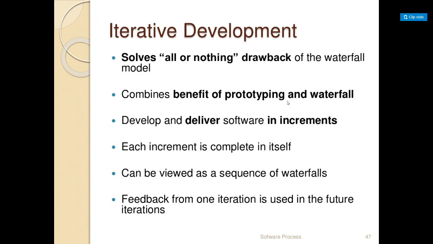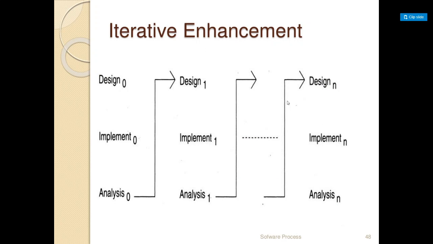Next one is iterative development. As the name says, iterative in the sense one after the other. It solves the all-or-nothing drawback of the waterfall model. It combines the benefits of prototyping and waterfall models. It develops and delivers the software in increments, that is, not in one go but one by one, and each increment is complete in itself and can be viewed as a sequence of waterfalls, and feedback from one iteration is used in future iterations. So this is how it looks.